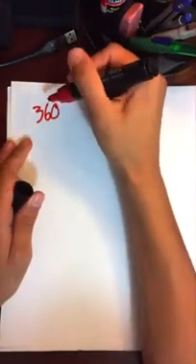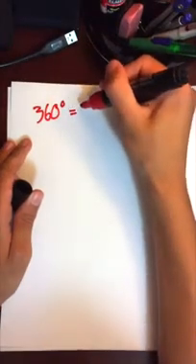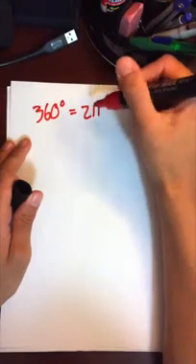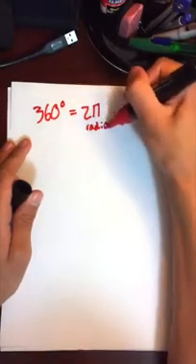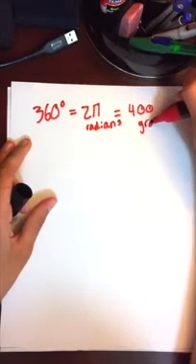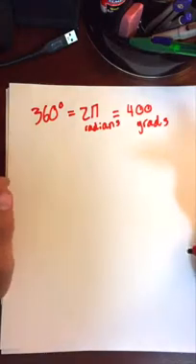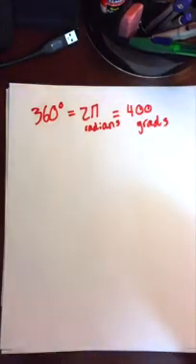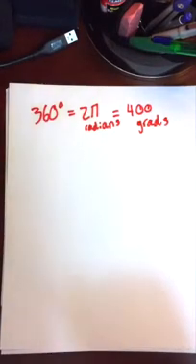That means 1 gradient equals 10/9 of a degree, or pi over 200 of a radian. Gradients are much easier to deal with because they involve more whole, easier numbers than both degrees and radians. So 360 degrees equals 2 pi radians equals 400 gradients or grads. So if we want to convert from gradients to radians or degrees to gradients or radians to gradients, this is what we're going to need to do.